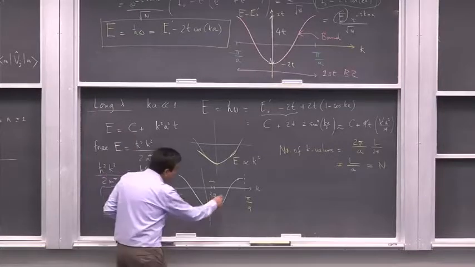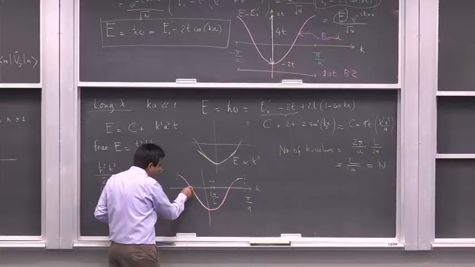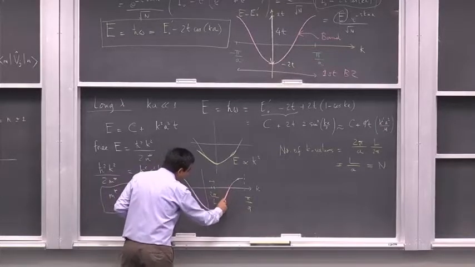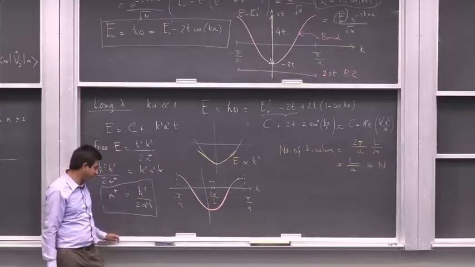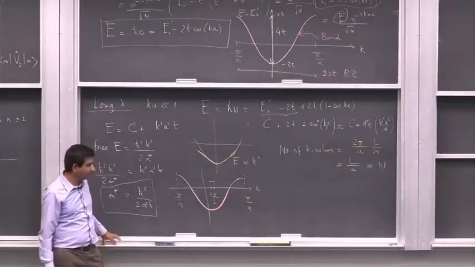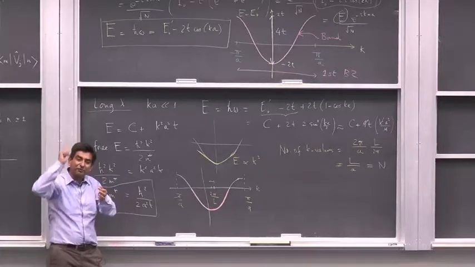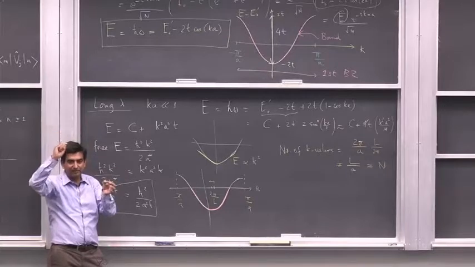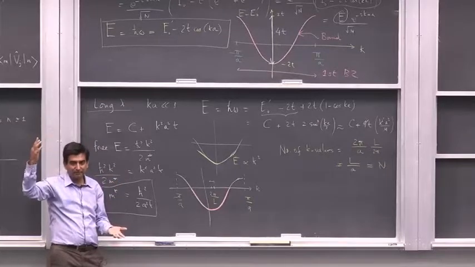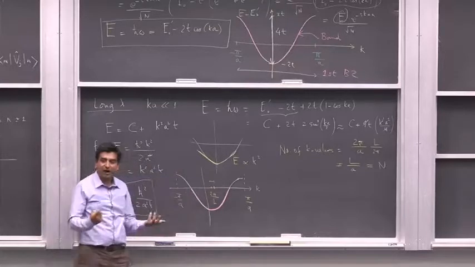Alright? So you get a half filled band for monovalent atoms in this simple model. If you just have one orbital per atom and one electron, you get a half filled band, but the filling depends upon the kind of the orbital. So now this band is half filled, so you have a half filled band.